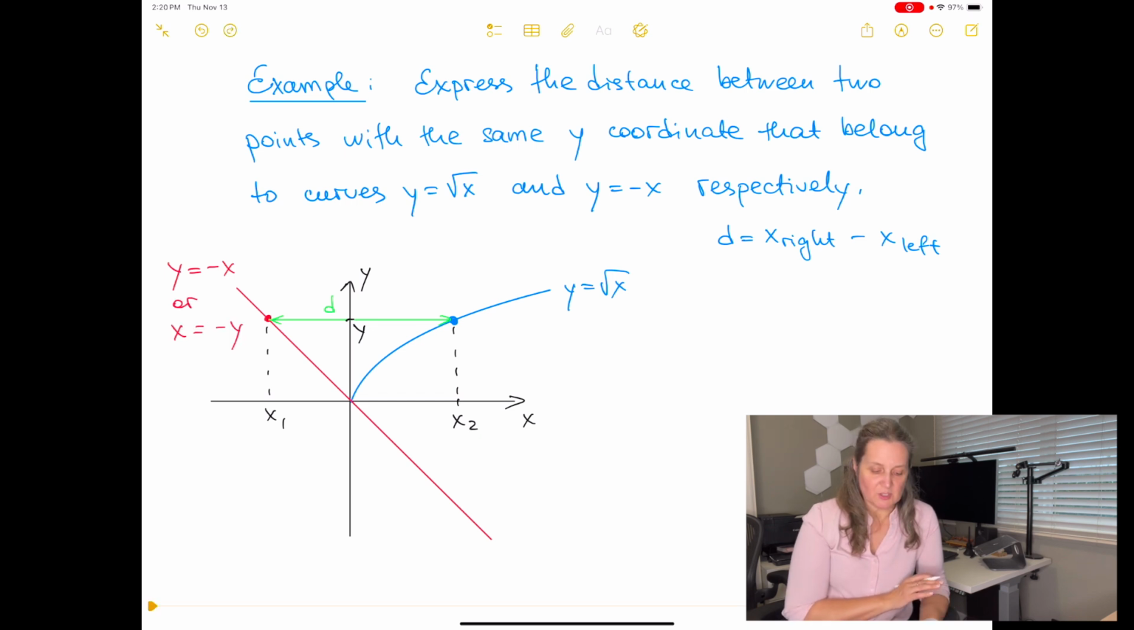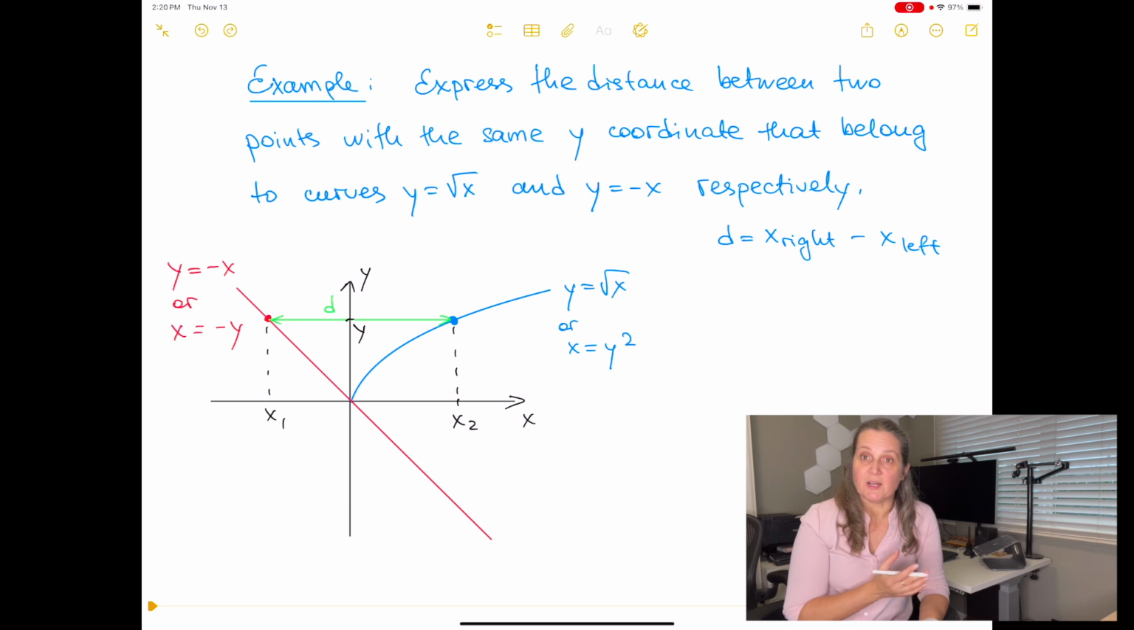Let's take a look at the equation y equals minus x and solve for x. Clearly, x is equal to minus y. So whatever value of y is equal to, the smallest value of x would be equal to negative y.